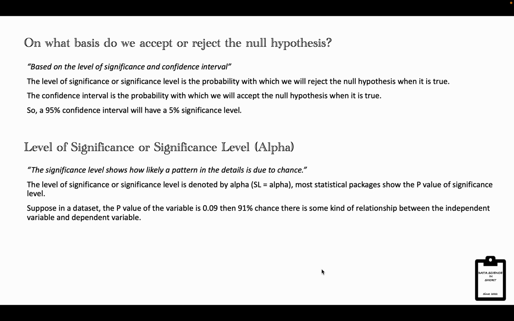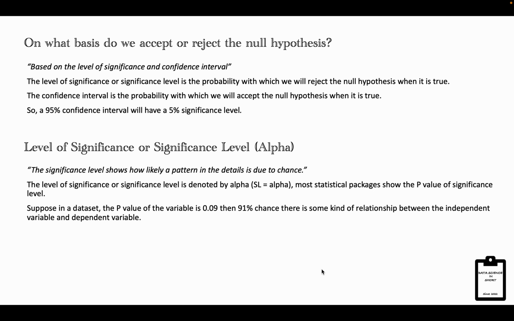On what basis do we accept or reject the null hypothesis? Based on the level of significance and confidence interval. The level of significance, or significance level, is the probability with which we will reject the null hypothesis when it is true. The confidence interval is the probability with which we will accept the null hypothesis when it is true. So a 95% confidence interval will have a 5% significance level, which will sum up to 100%.